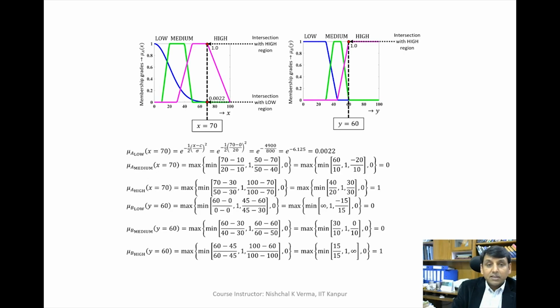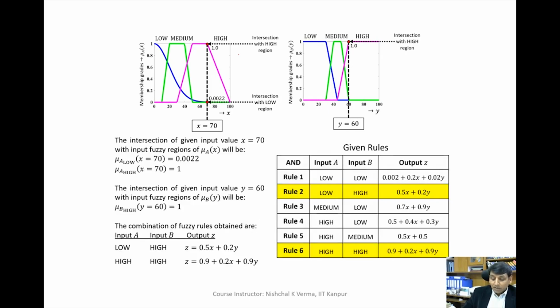This we have already seen as to how we can get this plotted. So here also for x equal to 70, we have two intersection points. First is for low and second is for high. Similarly, for y equal to 60, only one intersection point. So the combinations again will remain the same as the previous example.